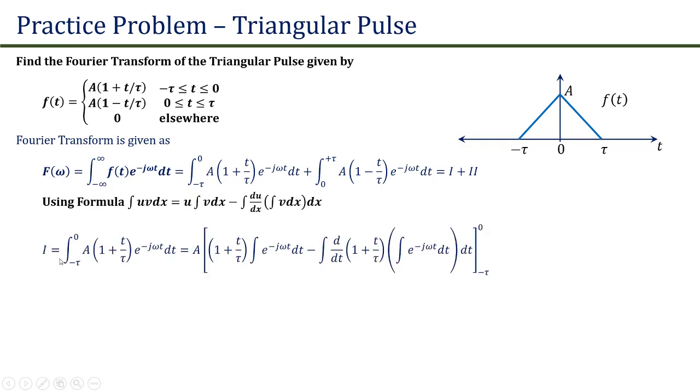The first integral is equal to integral from minus tau to 0 A into 1 plus t upon tau into e raised to power minus j omega t into dt. If we integrate using this formula, we will get A into 1 plus t upon tau integral e raised to power minus j omega t dt minus integral of derivative of the first term, which is 1 plus t upon tau, into integral of the second term, which is equal to e raised to power minus j omega t into dt, and the limits are minus tau to 0.